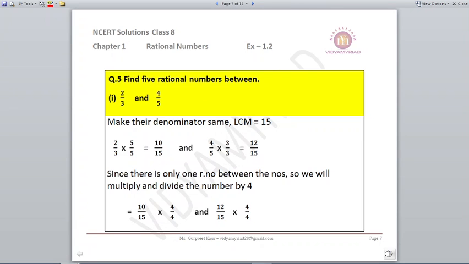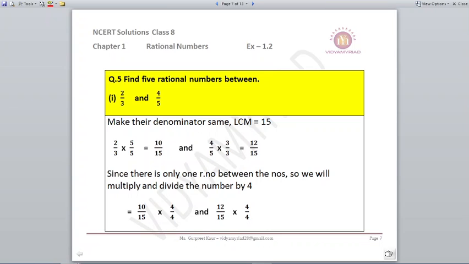Find 5 rational numbers between 2 upon 3 and 4 upon 5. So the denominators are different. Let us make them the same by taking the LCM. The LCM comes out to be 15. So our rational numbers are 10 upon 15 and 12 upon 15.